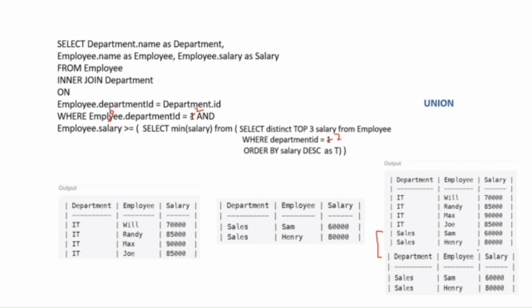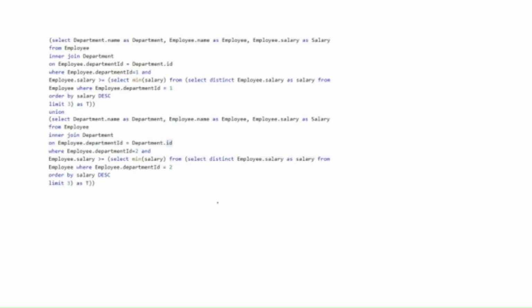So how do we use this union? We will write this query once for department ID 1. Then we will use this union, which actually works like a glue here. And we will repeat the same query with department ID 2. So it looks like this.